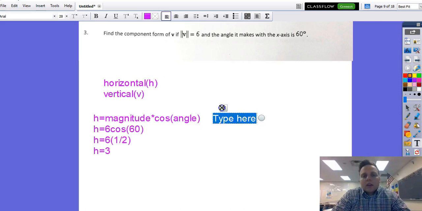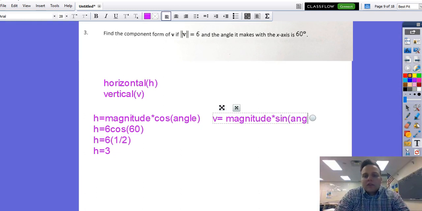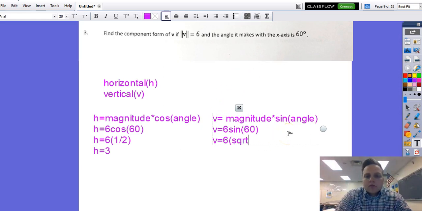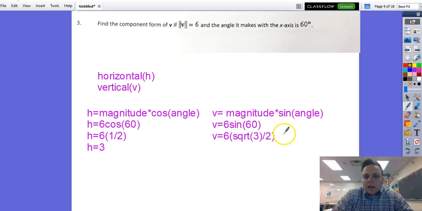The vertical component is the same idea. It is equal to the magnitude times sine of the angle. That's the only difference. So for this problem, magnitude is still 6 and the angle is still 60. So now I just need to grab my trig chart and look up sine of 60 degrees. Sine of 60 is square root of 3 over 2. All right, so it's kind of a weird one. I'm going to write that out: square root of 3 divided by 2.